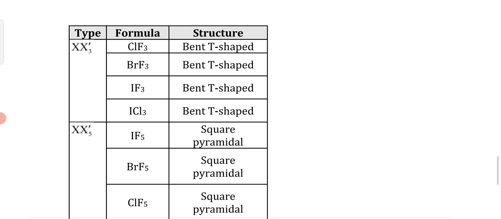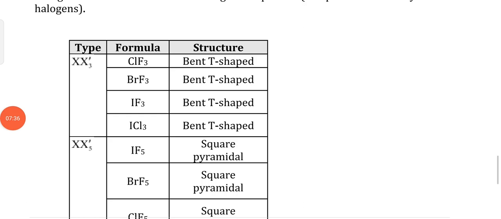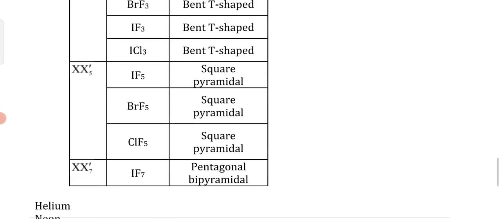Actually, it is coming from VSEPR. IF3, it is also having bent T-shape. It is coming due to the VSEPR theory. From there, the hybridization is coming, and from the hybridization, the shape of the molecule will come. Okay. So square pyramidal IF5, BrF5 also has the square pyramidal structure. ClF5 is also having the square pyramidal structure, and pentagonal bipyramidal structure for IF7, like that.